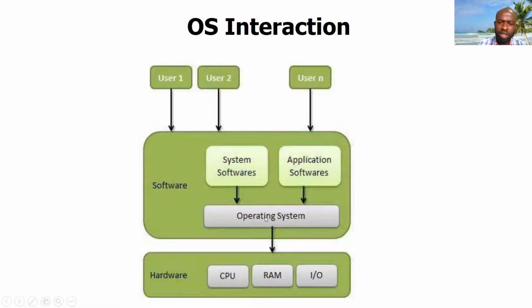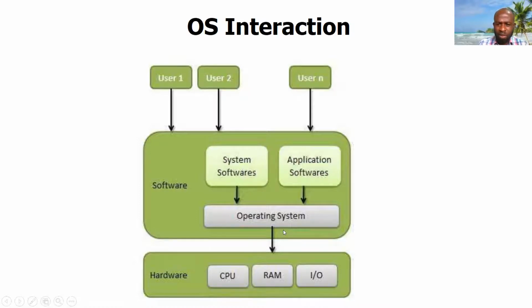The operating system serves as an interface between the hardware and the software. This is the hardware, this is the software, and this is the operating system. If you look at the diagram, the operating system serves as a link between the hardware and the various systems and software within the software environment. The operating system is also found within the software environment, where you can have the system software and also the application software.